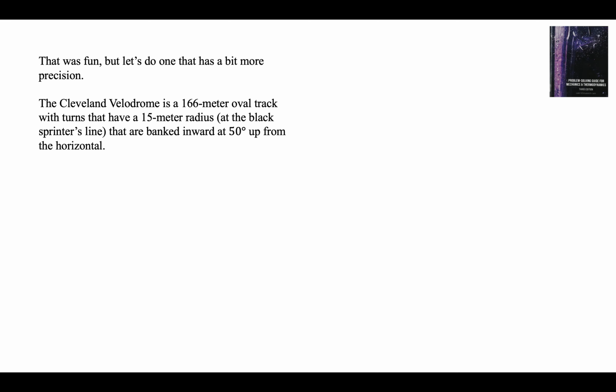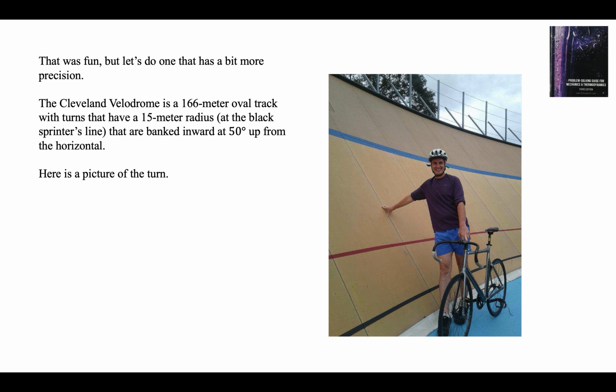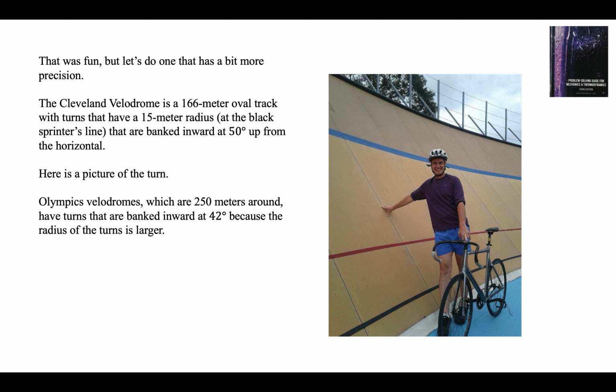That was fun, but we had to do a lot of estimating there. Let's do one with a little bit more precision. The Cleveland Velodrome, just south of downtown Cleveland, is a 166-meter oval track with turns that have a 15-meter radius at the black sprinters line. They're banked 50 degrees up from the horizontal. Here's a picture of the turn. That is the steep turn.